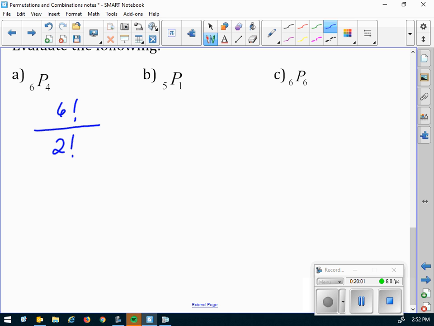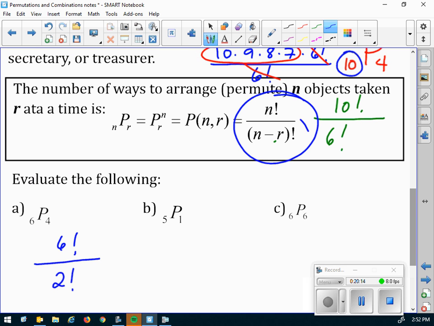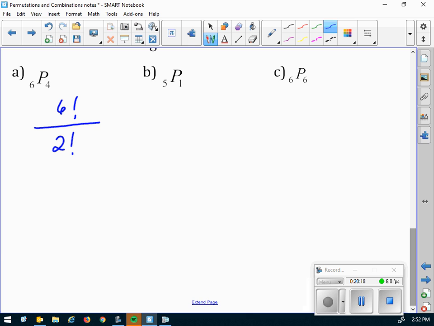You good there? 6 minus 4. Right here. If any of you have wireless earbuds in, they need to come out, okay? All right, so let's write it down. What's the numerator going to look like?